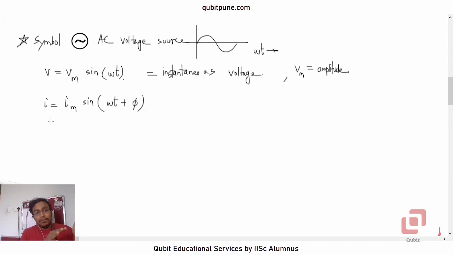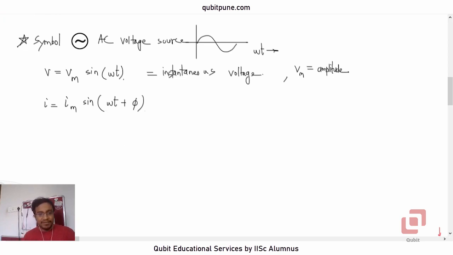Now we know that the resistors, the inductors, and the capacitors individually respond differently to the alternating voltage. Correct? For a resistor, there is no phase change, so current remains Im sin omega t, phi 0. Then for a capacitor, current leads, so phi becomes pi by 2 here. And for an inductor, the voltage leads, so phi becomes negative pi by 2. We will see that later.